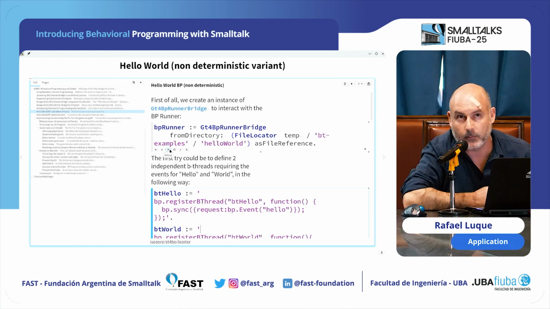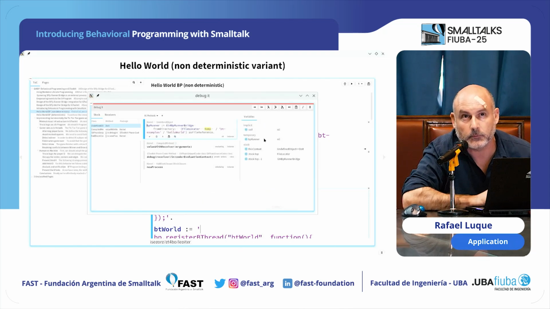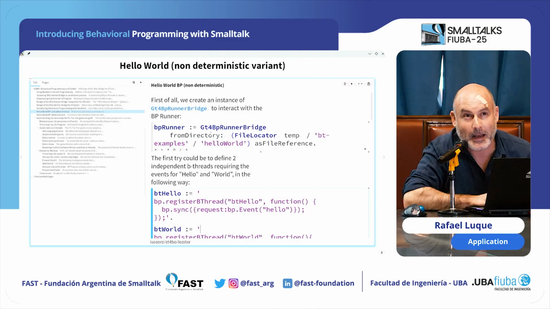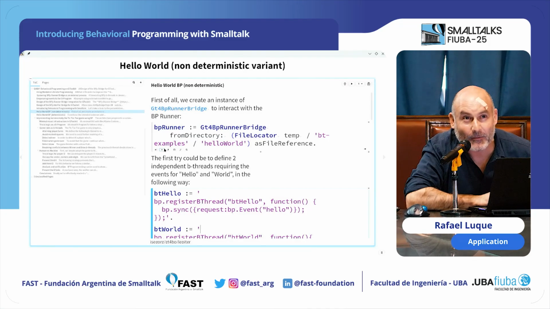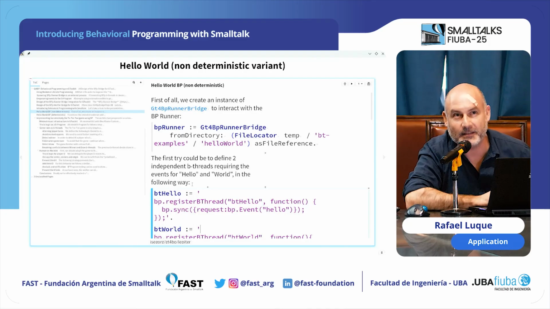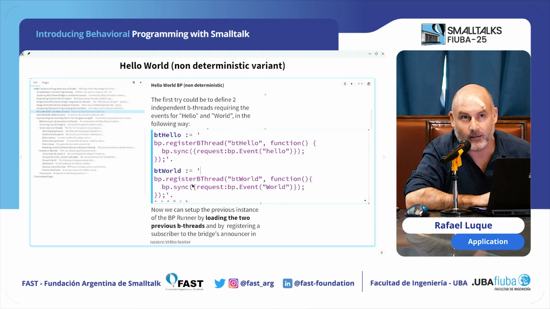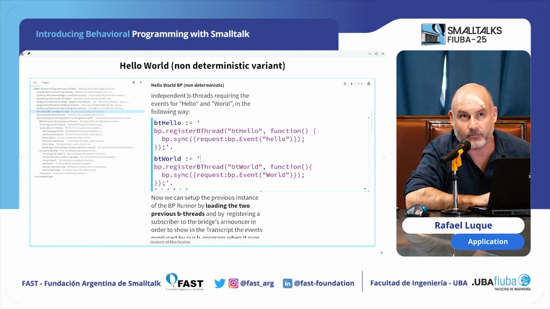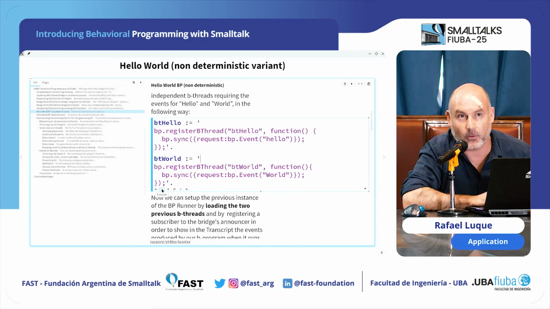So now if we follow this example, we instantiate our GT4BP runner. Now we simply assign these strings to these variables.